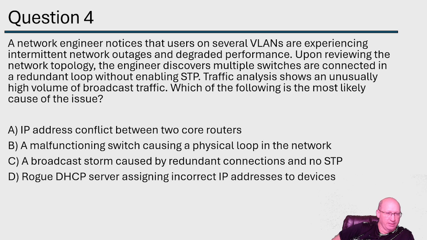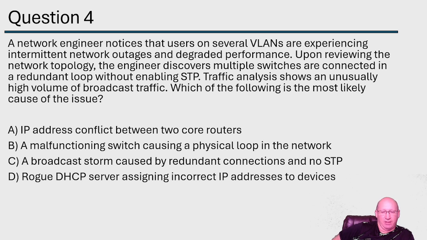Move to B. A malfunctioning switch causes a physical loop in the network. While this could cause problems, it doesn't lead to something that contributes to a loop. Not usually associated with that. When we look at this, it's not going to affect all of our VLANs like we're seeing here. So not really a good indicator, not really a good problem. That leaves D and C. C, a broadcast storm caused by redundant connections and no STP. Or D, a rogue DHCP server assigning incorrect IP addresses.